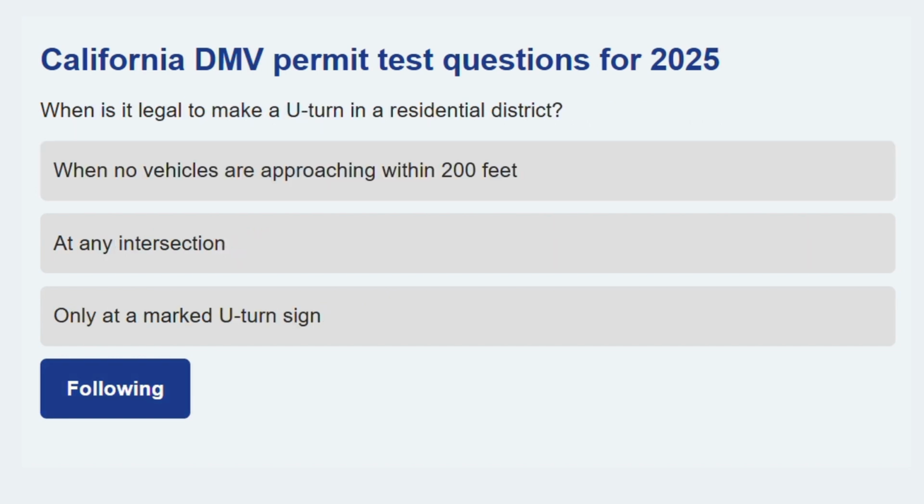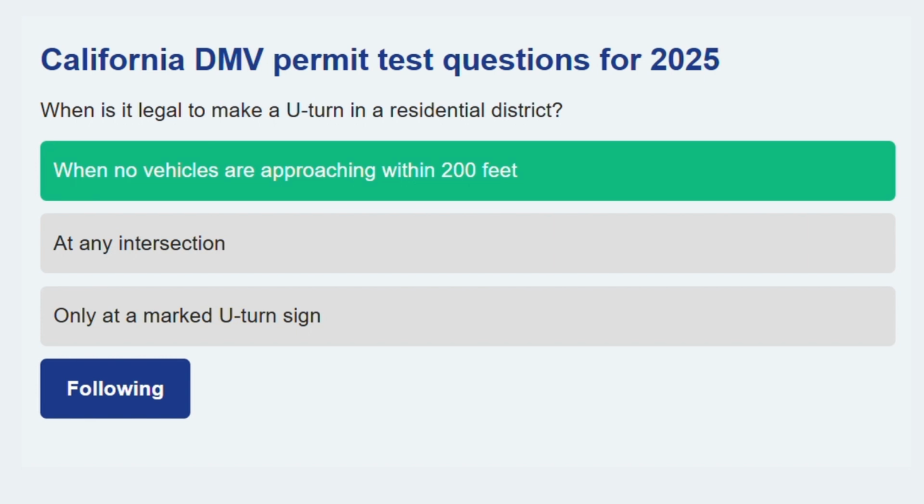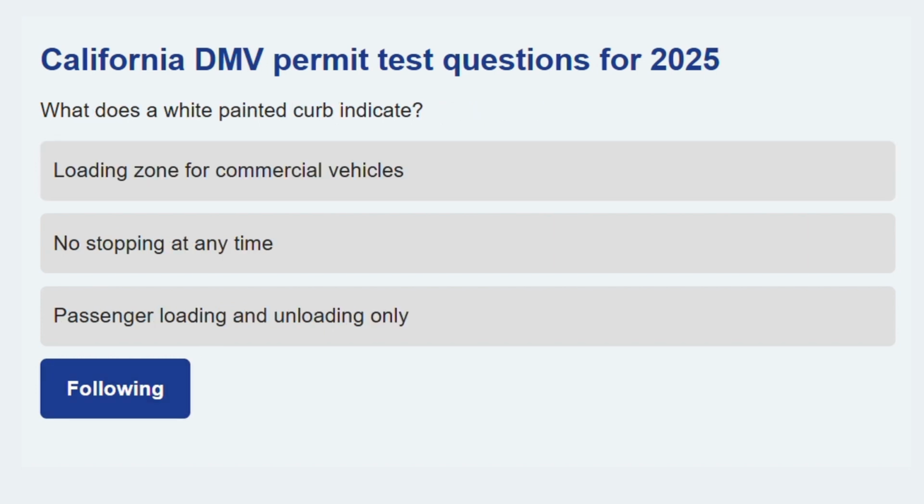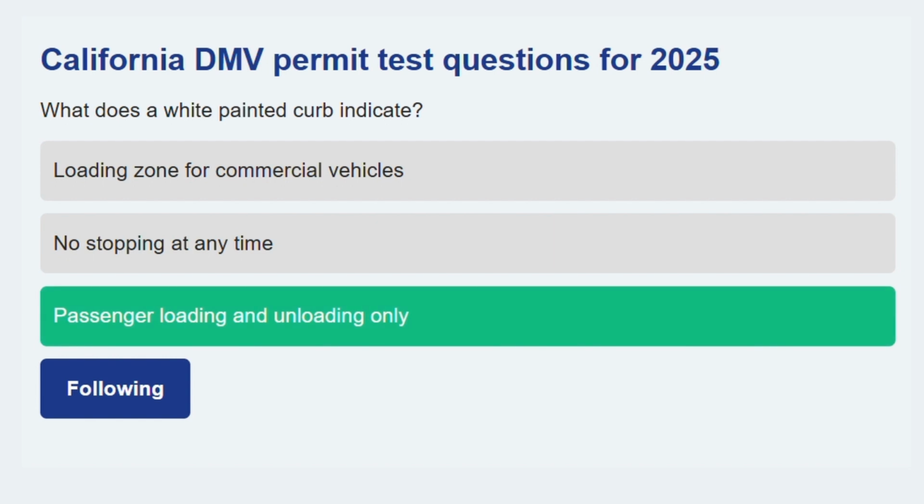When is it legal to make a U-turn in a residential district? When no vehicles are approaching within 200 feet. This prevents accidents and ensures you have enough space to complete the turn safely. Let's continue. What does a white painted curb indicate? Passenger loading and unloading only. It's a zone where you can only stop briefly to let passengers in or out.